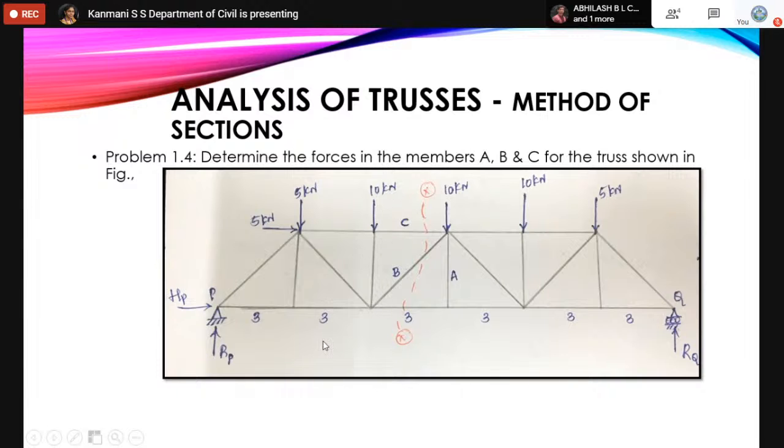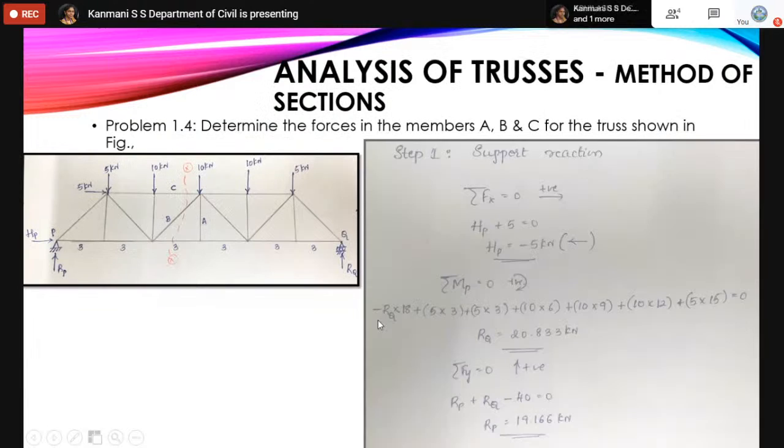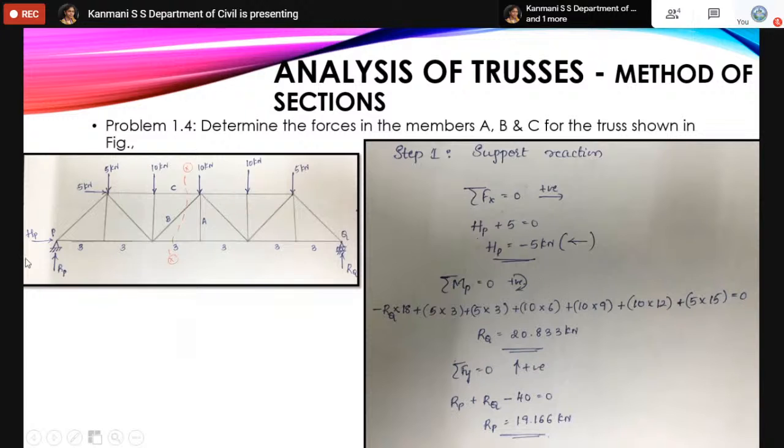Before cutting this section, what I should do is apply equations of equilibrium. Now I have applied equations of equilibrium. Here we go. If I apply sigma Fx equal to 0, plus Hp plus 5 equal to 0. Hp is equal to minus 5, which means I should reverse the assumed reaction direction. So I have reversed it here, Hp is equal to 5 kilonewtons to the left hand side.